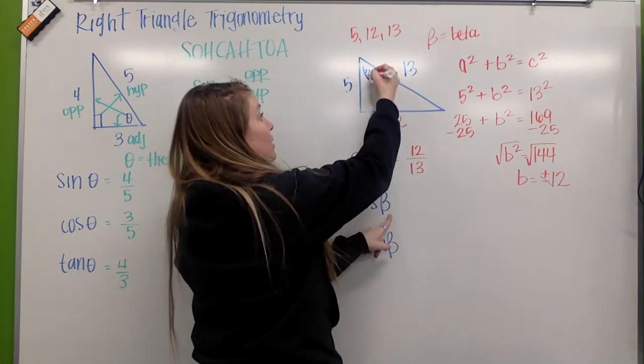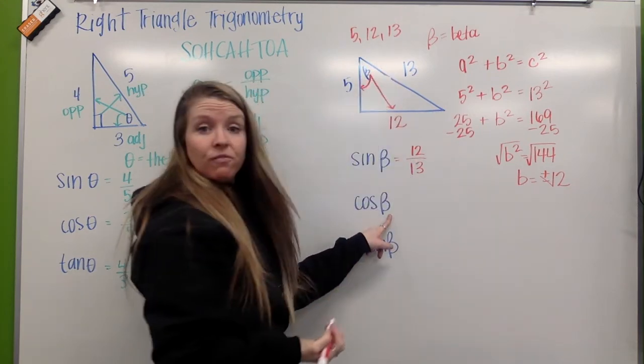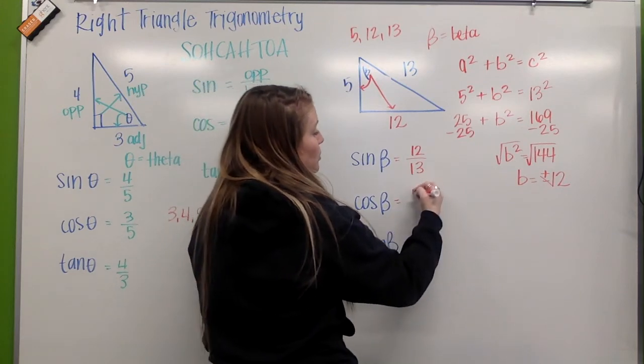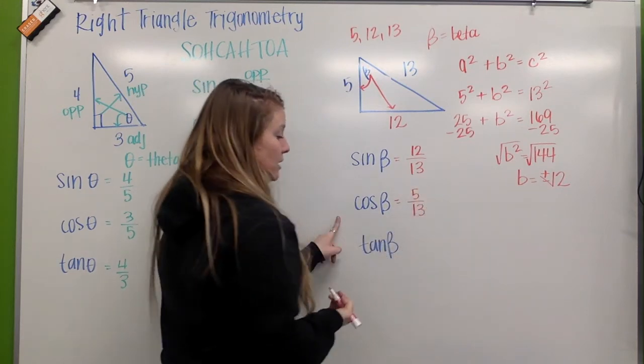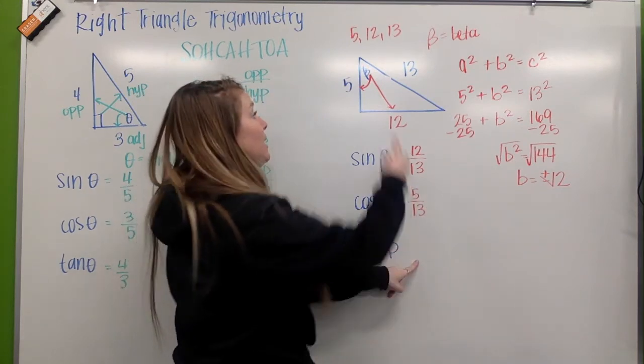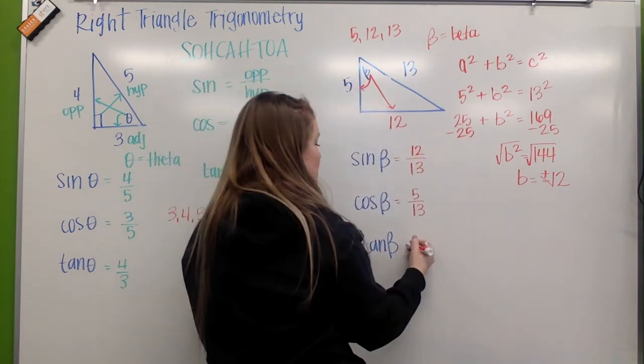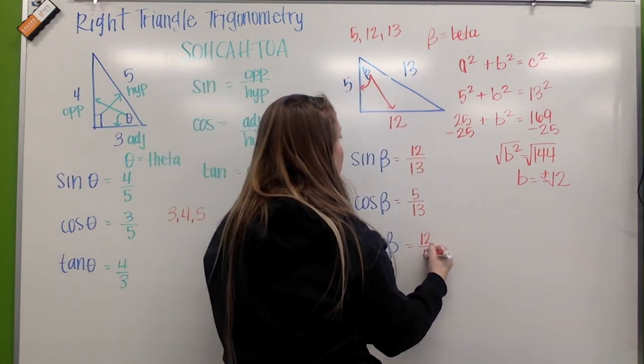Cosine of beta, the adjacent side here is 5. So this is going to be 5 over 13. And tangent of beta is opposite over adjacent. So we're going to have 12 over 5.